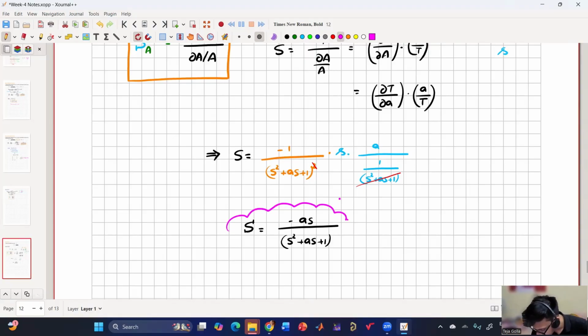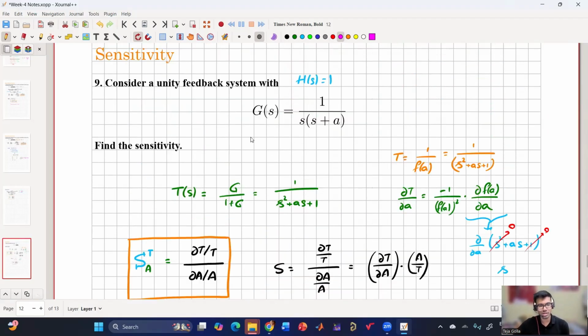Now, if you see, this sensitivity is a function of s. So depending upon the frequency, the sensitivity can vary. You have to see at what frequency it is more sensitive, at what frequency it is less sensitive, and then we can study the sensitivity. It is also dependent on the parameter a. Say if a is big, how sensitive it is; if a is small, how sensitive it is. In this way, we can study how sensitive the closed loop system is with respect to that parameter. Is the concept clear?